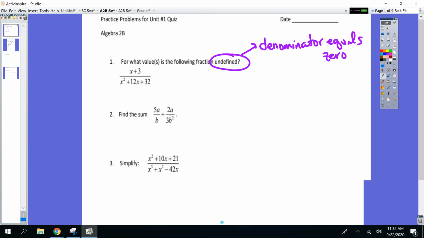Okay, what value of x makes that whole thing 0? Do not look in the numerator. Don't even worry about it. Your focus, when I see undefined, goes directly to the denominator. X squared plus 12x plus 32. Denominator only. And what do we want this to be equal to? We want it to be equal to 0. So set it equal to 0. Don't touch the numerator. Forget about it.